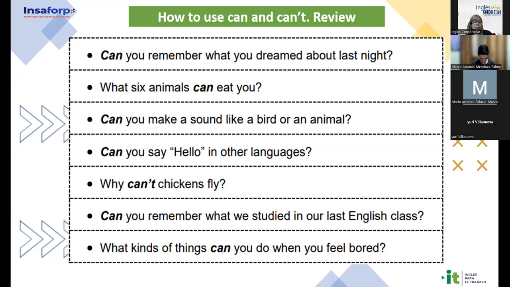What types of animals can eat you? Fox, bear, lion, cheetah, tiger, leopard. Can you make a sound like a bear or an animal? No, I cannot. Can you say hello in other languages? No, I can't. Why can't chickens fly? Because chickens can't fly by biology.